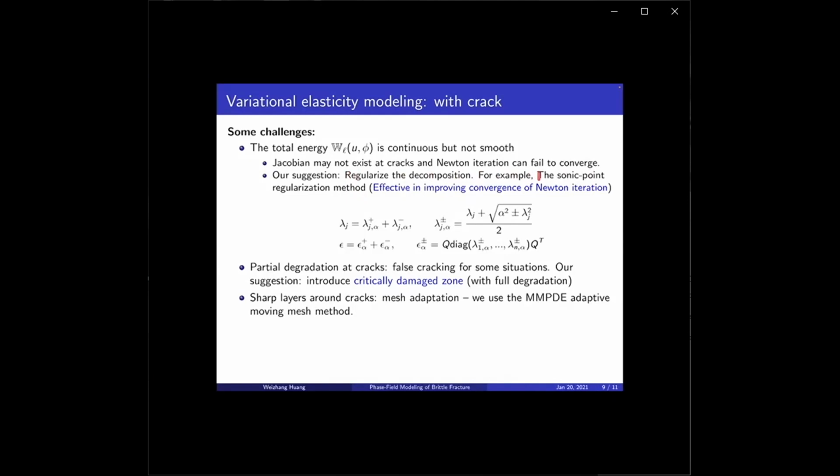For example, we can use a sonic point regularization like this way. We prove that this method is very effective, improving the convergence of Newton iteration.